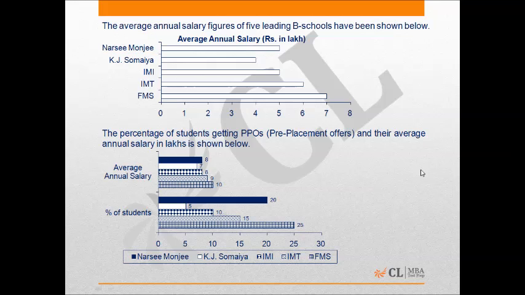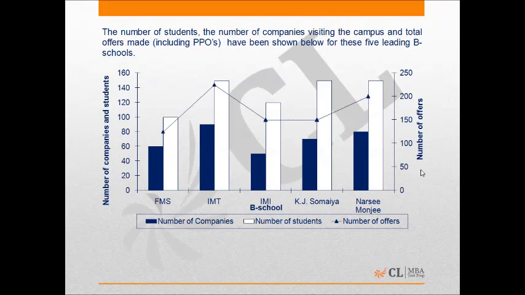So again for Narsimha Munji, KJ Somaiya, IMI, IMT, FMS, we have first been given the average annual salary and then the percentage of students getting PPOs. And this average annual salary is for the students who get those PPOs. The second part provides more data: the number of students, the number of companies visiting the campus, and the total offers made, including PPOs, for these 5 leading B schools.